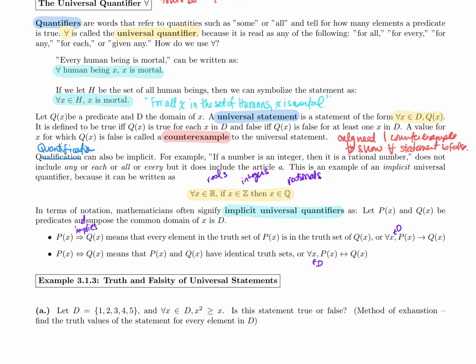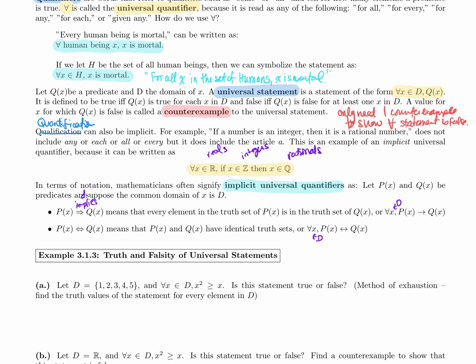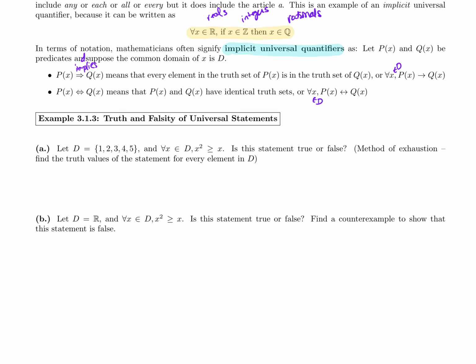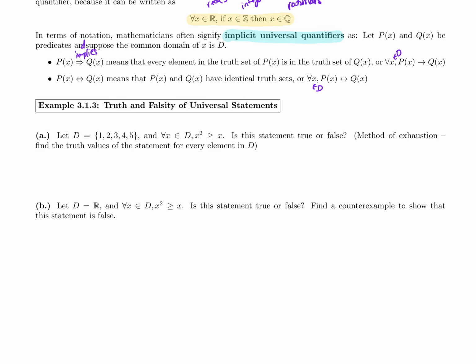How then do we determine the truth and false nature of these kinds of universal statements? Well, let's try one and see if we can figure it out. So let's look at example 3.1.3. A says, let our domain D be the set of integers 1, 2, 3, 4, and 5. No other integers, just those 5. 1, 2, 3, 4, and 5.